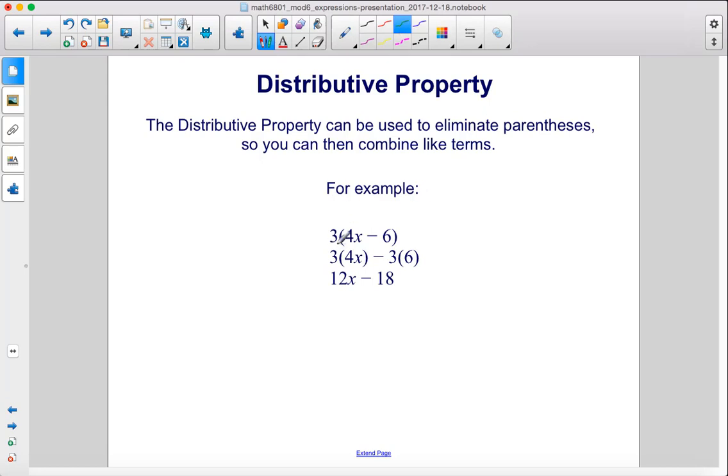The distributive property can be used to eliminate parentheses, so you can then combine like terms. For example, we have 3 times 4x minus 6, so we can distribute this 3 in by multiplying 3 times 4x, and then a minus sign, and then 3 times 6. That way we have 12x here, and then minus 18.